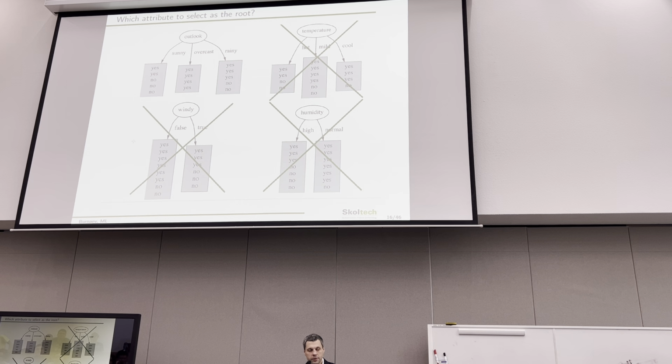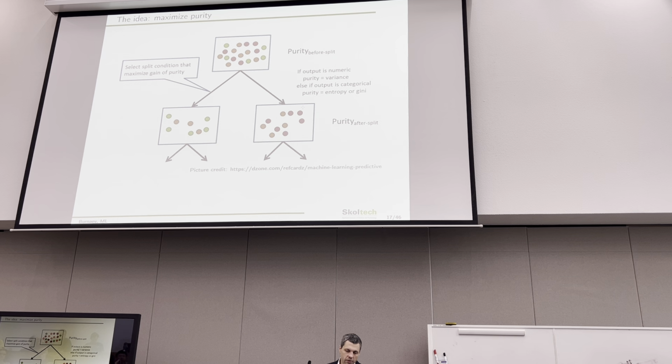So the first question is, which attribute to select as the root? For example, in the case I presented before, we can use as the root several different attributes like outlook, or temperature, or humidity. How do we decide which attribute, which feature, to select as the root? Well, the standard idea of all these heuristics is the idea to maximize purity.